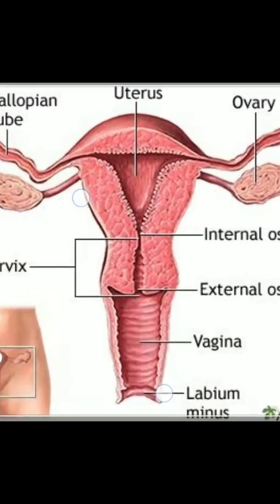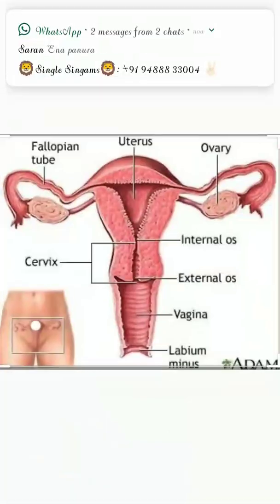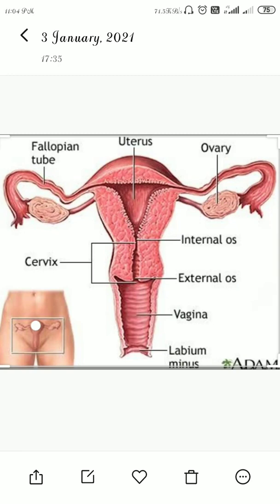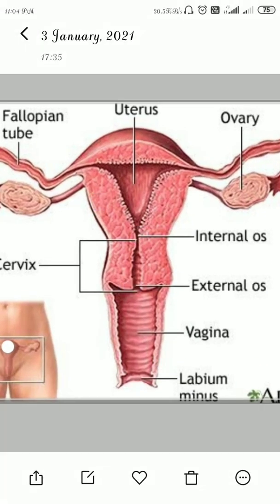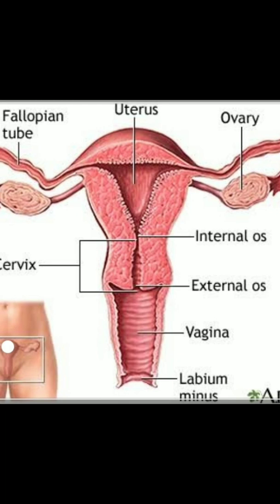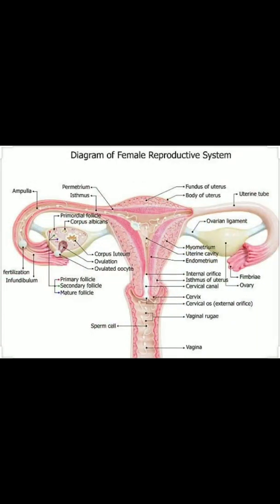In this pic, we see that this is internal orifice and this is external orifice. And fallopian tubes are attached on either sides of fundus of uterus. And uterus consists of two ligaments. The uterus is supported and held in position by means of two ligaments. They are two broad ligaments and two round ligaments. We see that in this pic.